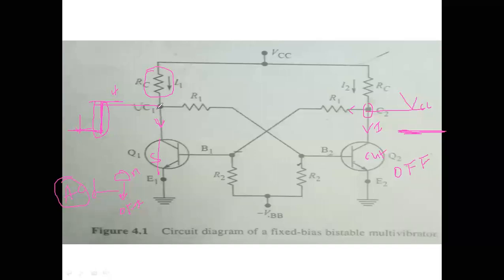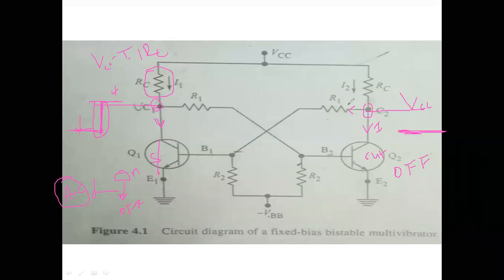has the voltage at this point. Voltage at this point is nothing but VCC minus I1 into RC. Okay, this is your output voltage. That voltage you are going to see here. Here also, VCC minus I2 into RC. As this is an open circuit, I2 value is 0.